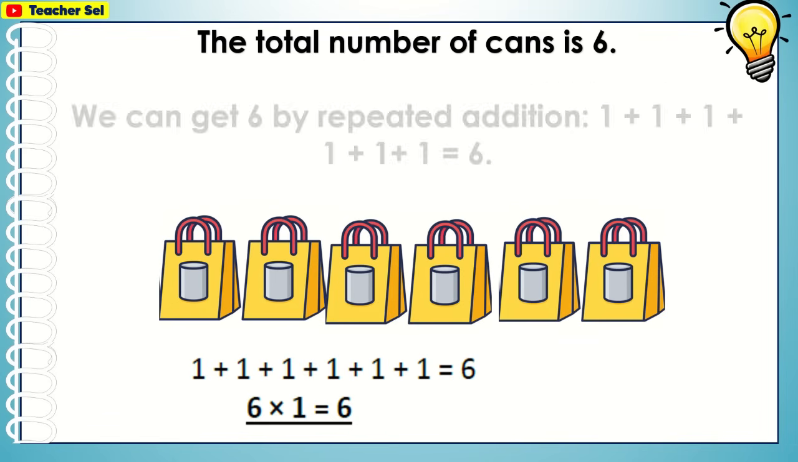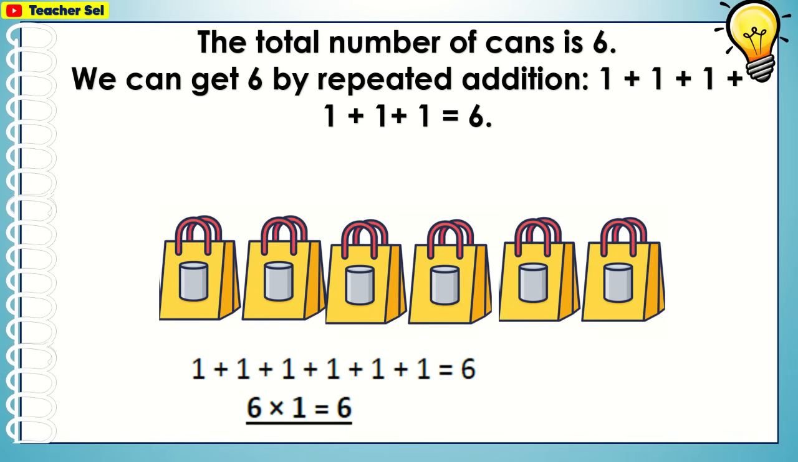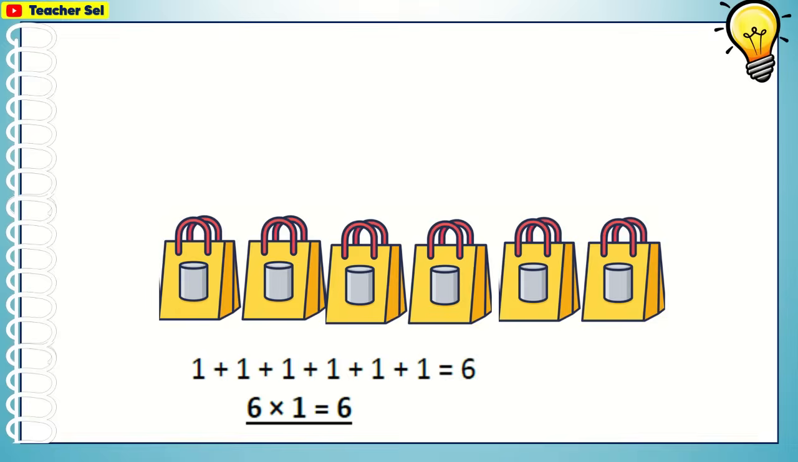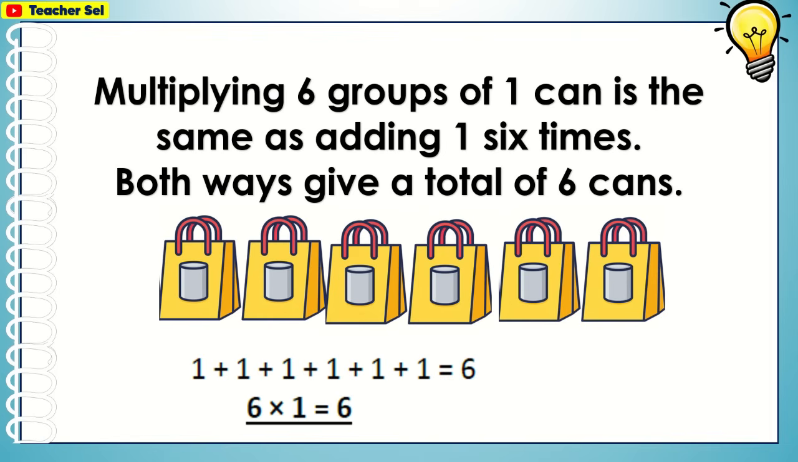The total number of cans is 6. We can get 6 by repeated addition. 1 plus 1 plus 1 plus 1 plus 1 plus 1 equals 6. This can be expressed as a multiplication sentence. 6 times 1 equals 6. Multiplying 6 groups of 1 can is the same as adding 1 6 times. Both ways give a total of 6 cans.